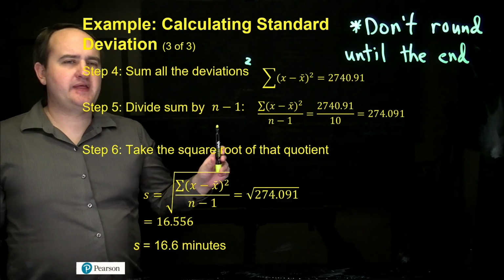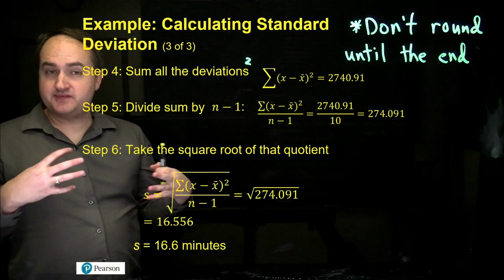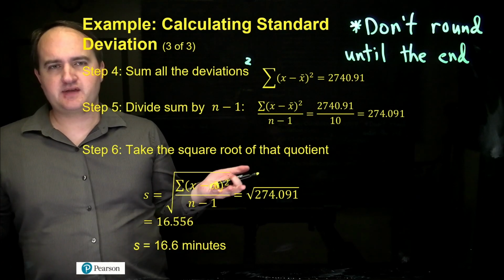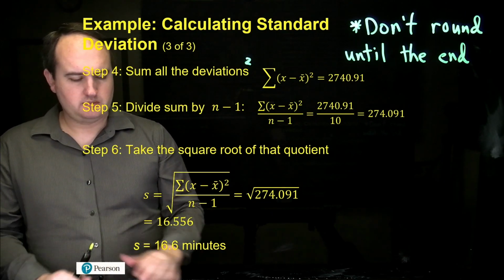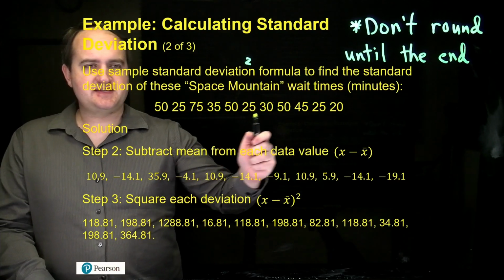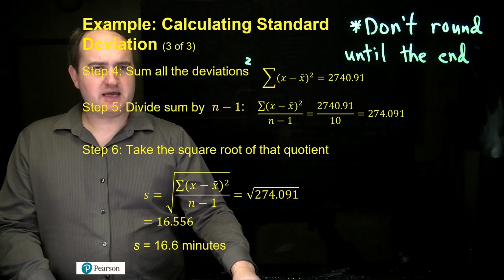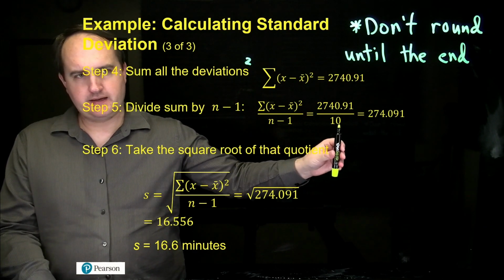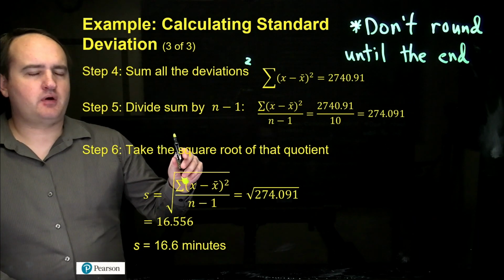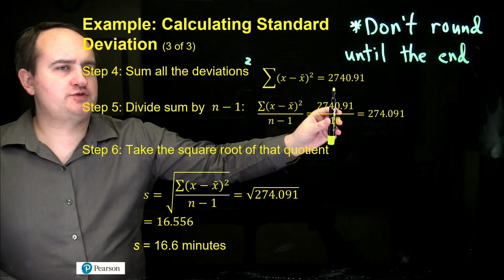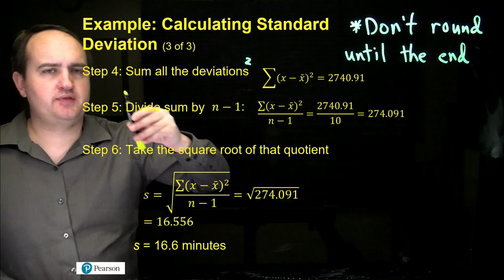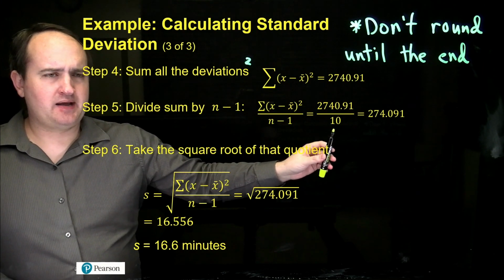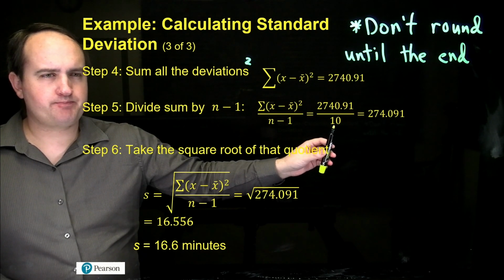Now remember that n is the same as the number of data values. So n minus 1 is just going to be the number of data values minus 1. So here we had 11 data values. So that means n minus 1 is going to be 10. 11 minus 1 is 10. So in step 5, all we do is we take this number here, the 2,740.91 that we got from step 4, and we divide by 10, which is n minus 1.